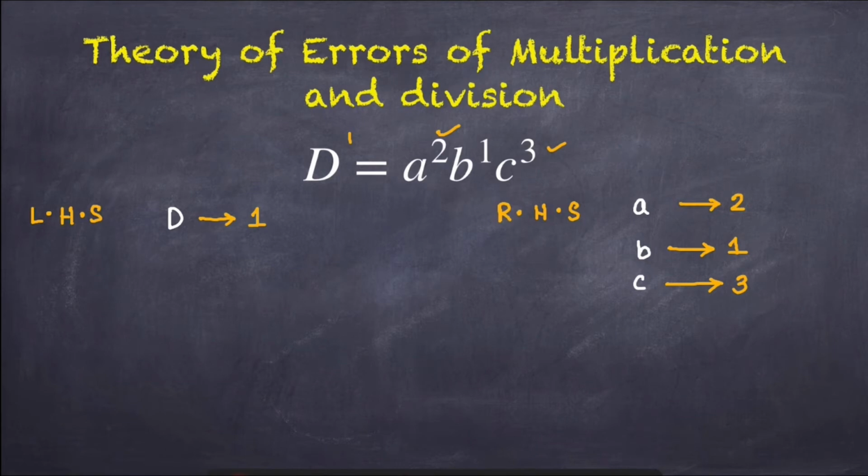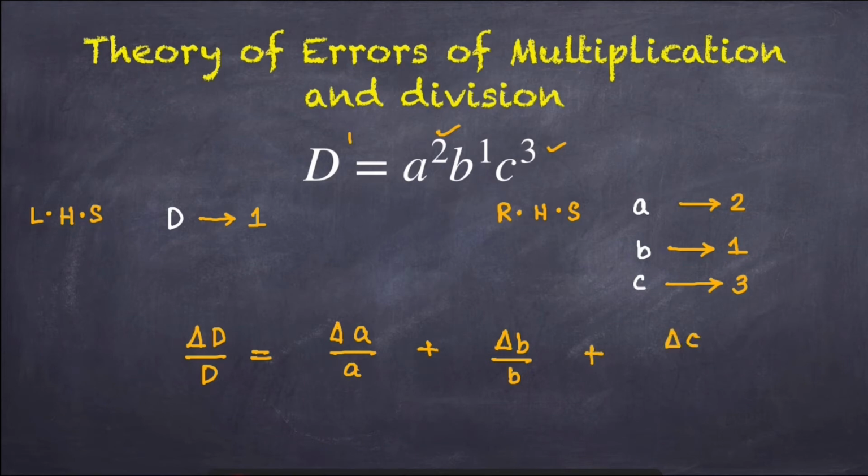On the left hand side of the equation we have D, so for D we will be writing delta D by D, equal to. Now on the right hand side of the equation we have A, B and C. So for A we'll be writing delta A by A, then give some space and write plus. For B we'll be writing delta B by B, give some space and again write plus. For C we'll be writing delta C by C. We will be equating the variables in this manner, but this is not complete.